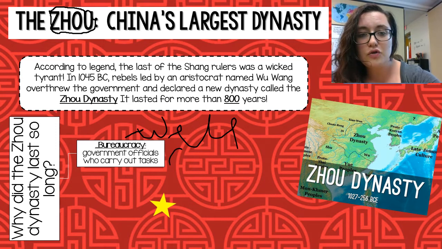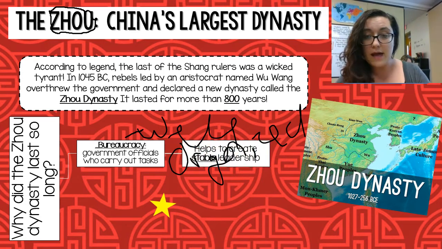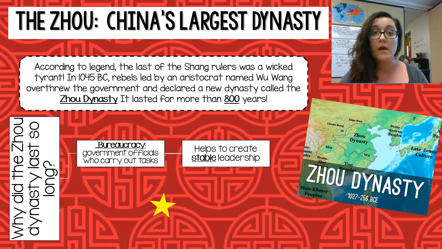My handwriting is too big to do this. Okay, well organized. There we go. Forgive my crazy, messy handwriting here. Okay? And because of that, it helps to create stable leadership. Even if the king or whoever was in charge at one given time were to die, enough people had control over the government to make sure that the dynasty is stable.